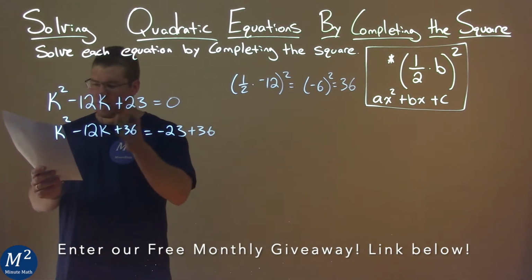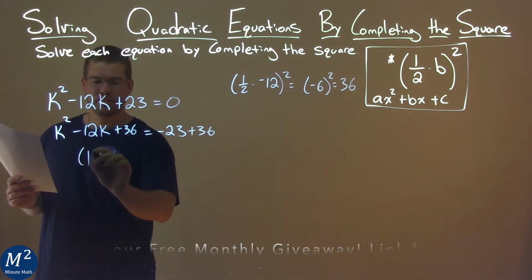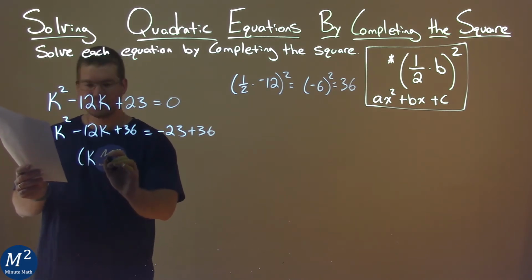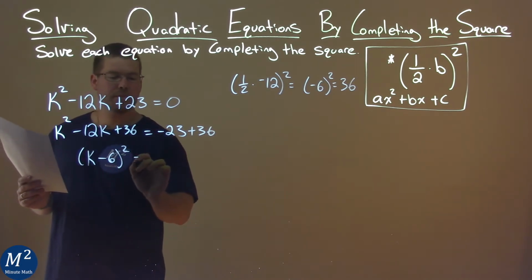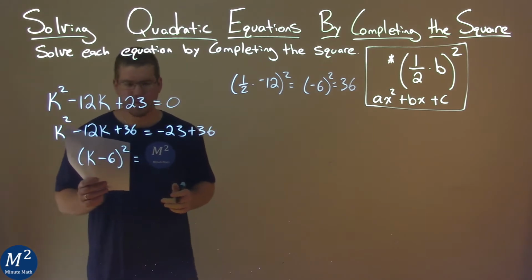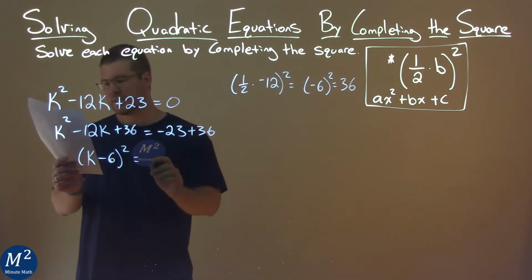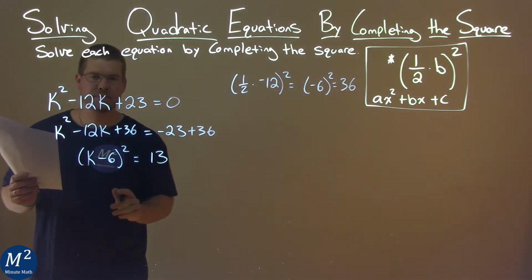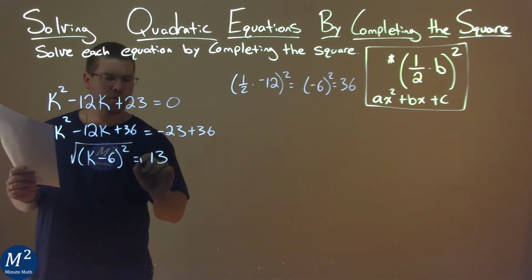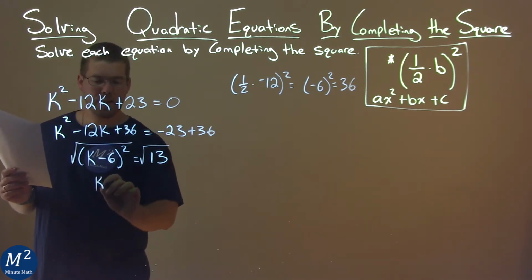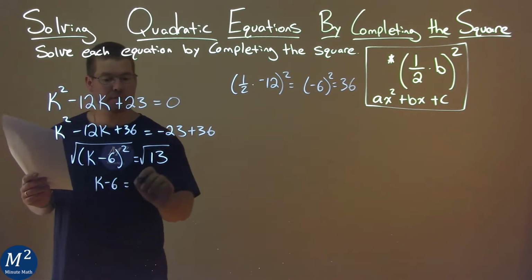So the left-hand side now is a perfect square. k minus 6, all squared. The right-hand side, negative 23 plus 36, is a positive 13. To solve this, I now take a square root over the equal sign, and we have k minus 6 equals the square root of 13.